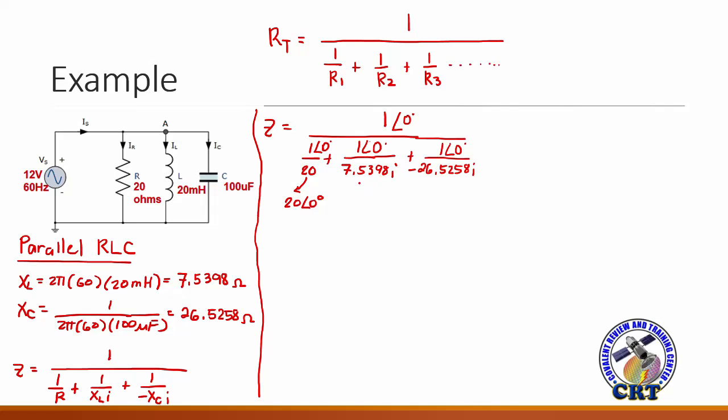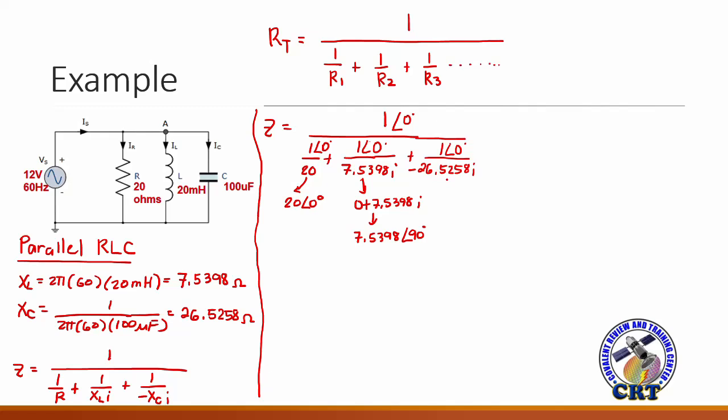7.5398i, convert to polar. Take note, the real part here is 0. So this is equivalent to 0 plus 7.5398i. Convert to polar, this will become 7.5398 angle of positive 90 degrees.